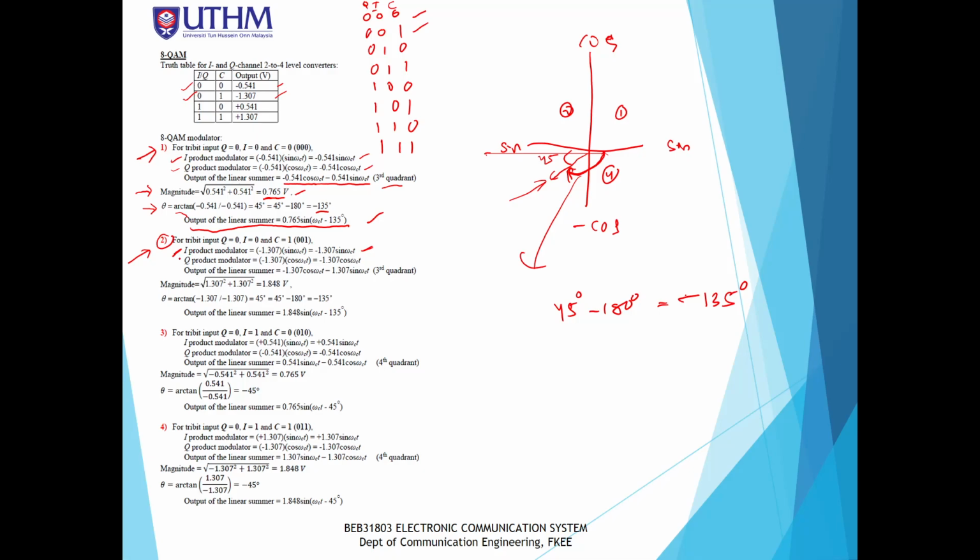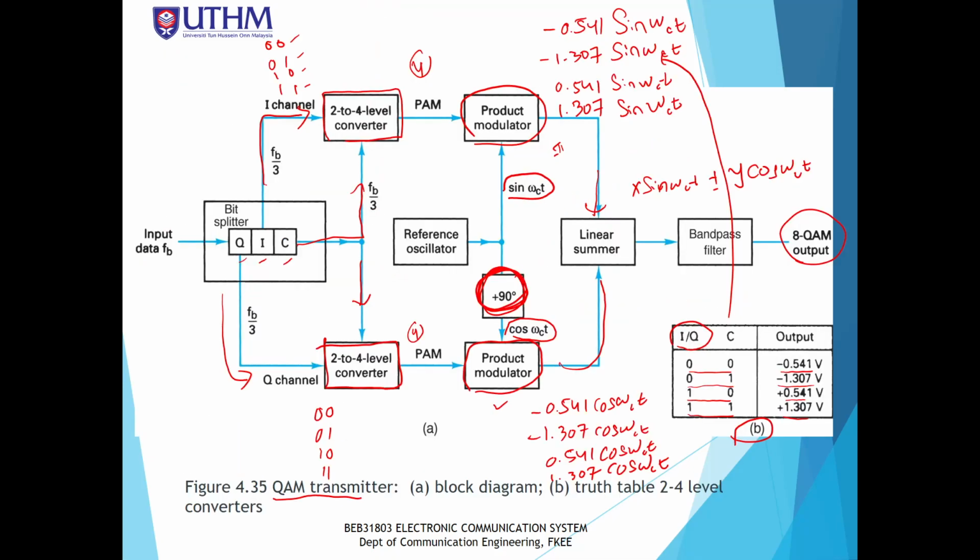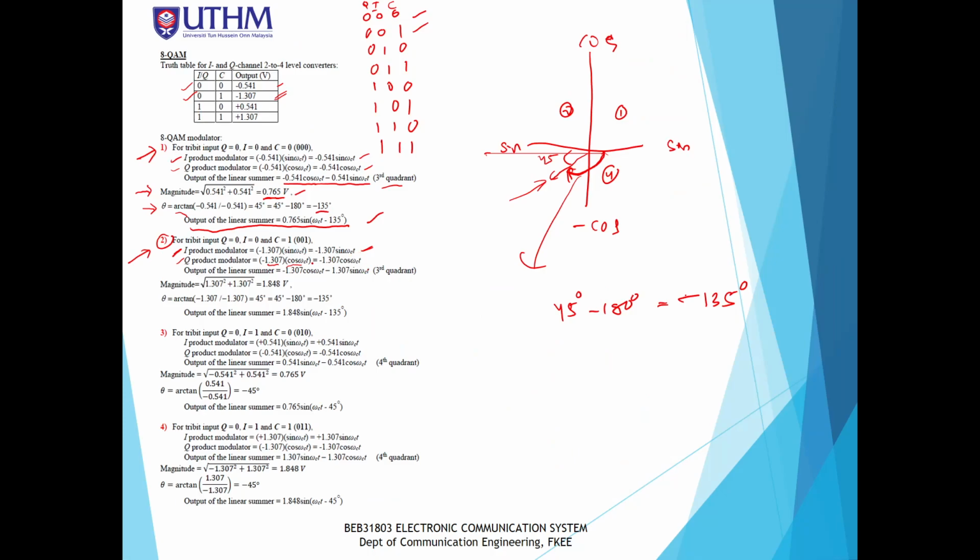Okay, for the Q channel, the quadrature channel, 0 and 1, again we are using the second row of the level converter table, which is negative 1.307. So for the Q channel, we multiply with cos omega ct in the product modulator, and that produces negative 1.307 cos omega ct.